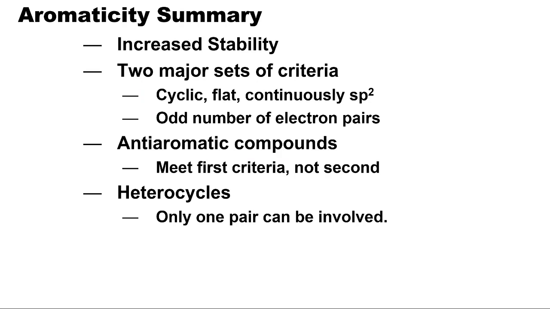So to summarize aromaticity from chapter 8, aromaticity gives us increased stabilization. We call that resonance stabilization, and they're much more stable than predicted based on the number of bonds or just delocalization, conjugation that we see in non-cyclic systems. There are two major criteria for determining whether a compound is aromatic. One is that it has to be continuously conjugated and flat.